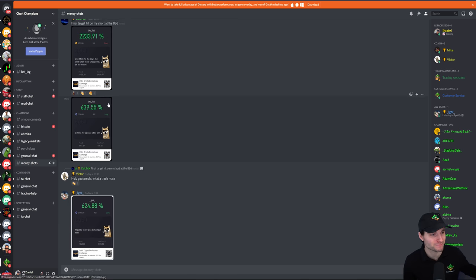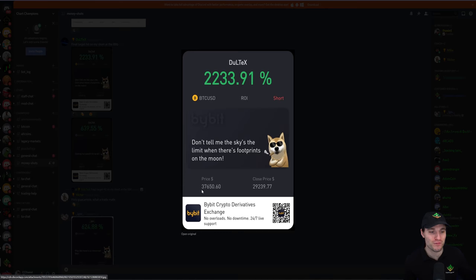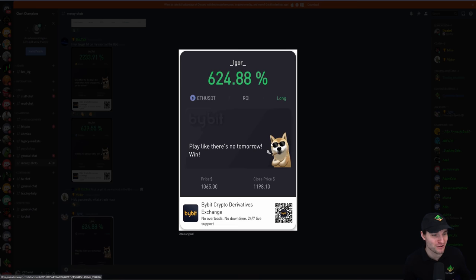Doltex, amazing. Look at this. Short from 37,650, almost the exact high. Closing that short position, 29,200. Basically shorting the highs and closing that at the lows. Amazing. Here's Igor, long on Ethereum from 1,065, closing that 1,200 almost.